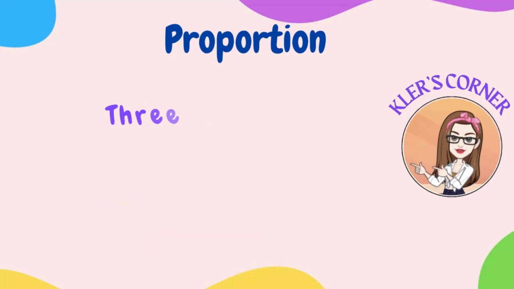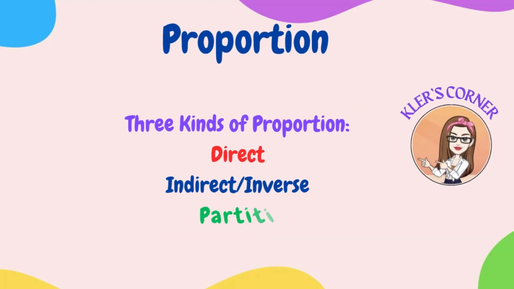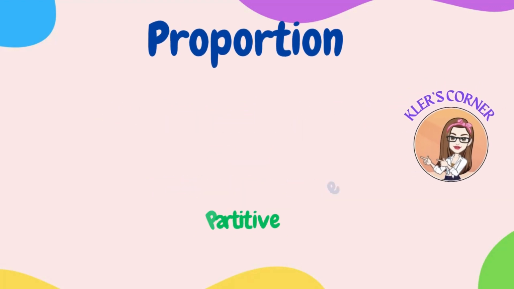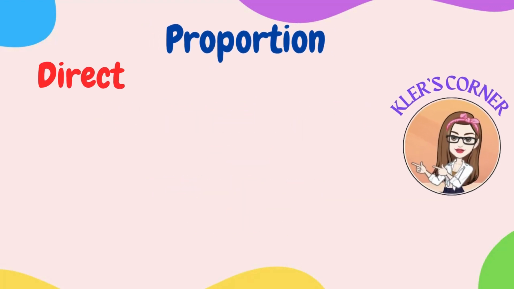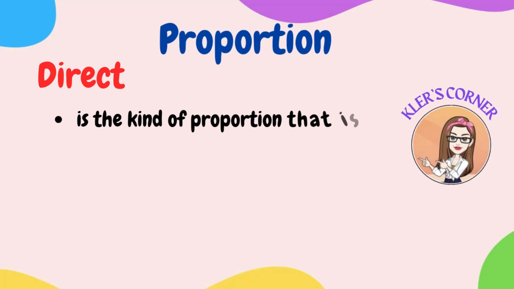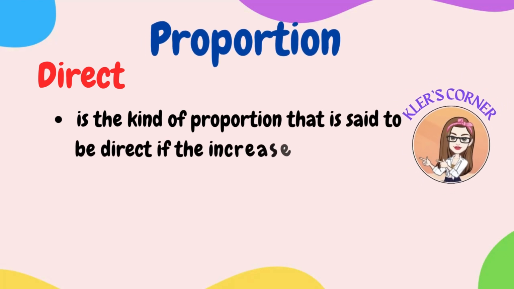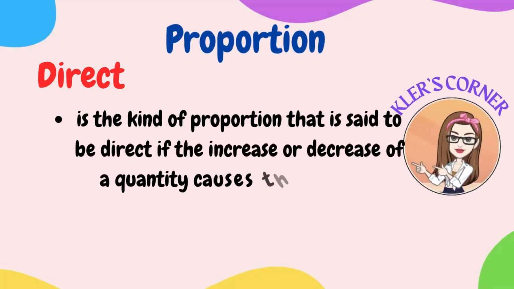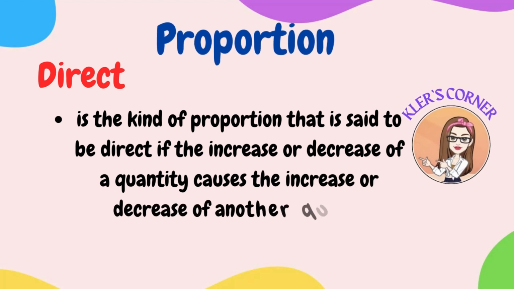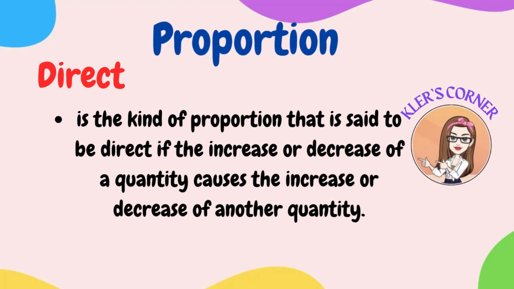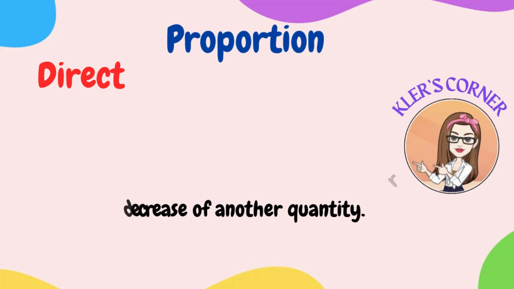There are three kinds of proportion: direct, indirect or inverse, and partitive. In this video, we will be tackling only direct proportion. What is direct proportion? A proportion is said to be direct if the increase or decrease of a quantity causes the increase or decrease of another quantity.